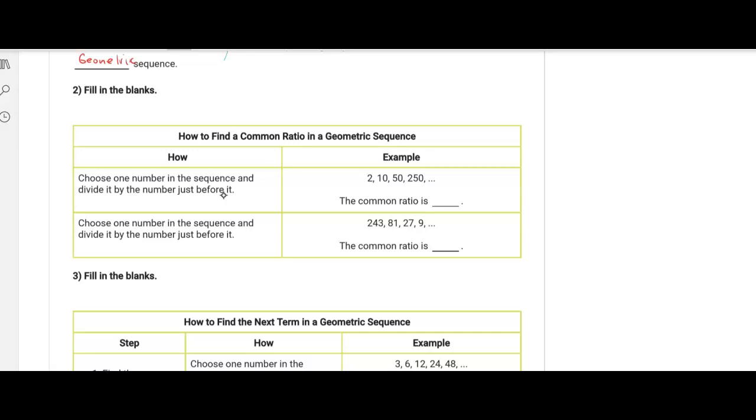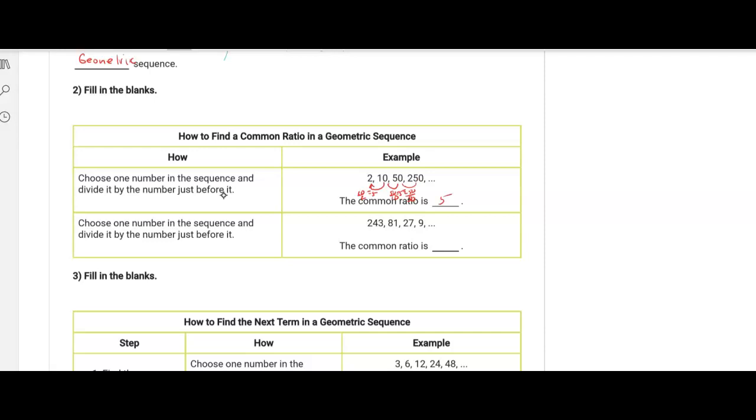So how to find the common ratio of a geometric sequence? You can do one of two things. You can see what you're multiplying by each time, or I can take the new term and divide it by the old term. 10 divided by 2, 50 divided by 10. So we're taking the new term, 250, and dividing it by the old term, 50. Do you get the same number each time? Yes. So the common ratio is 5.